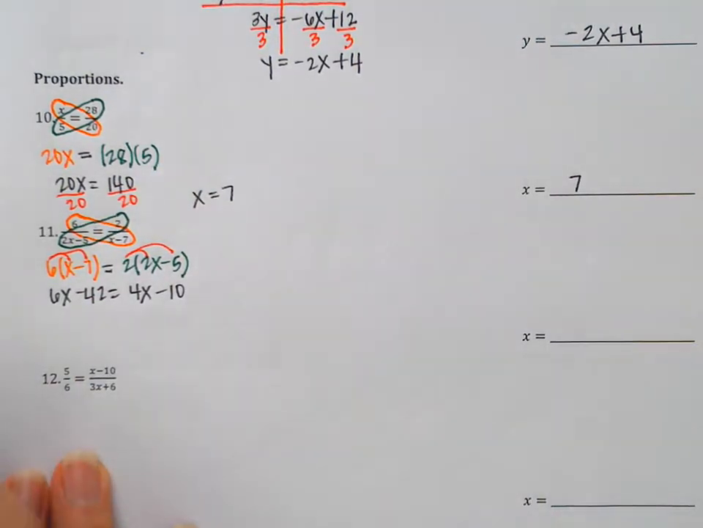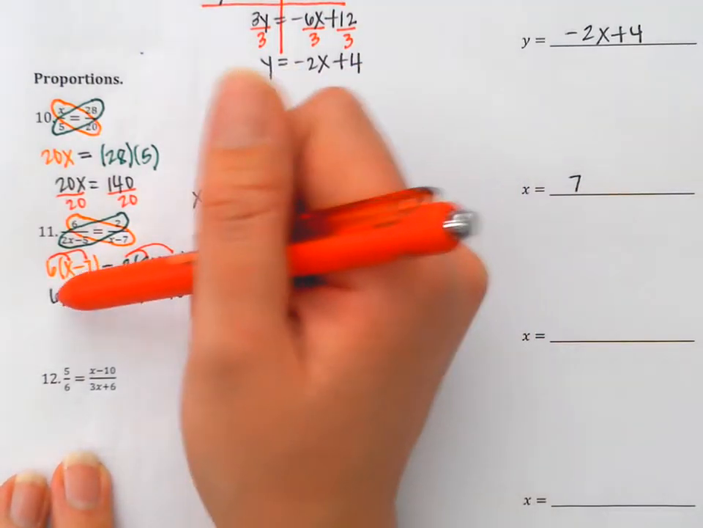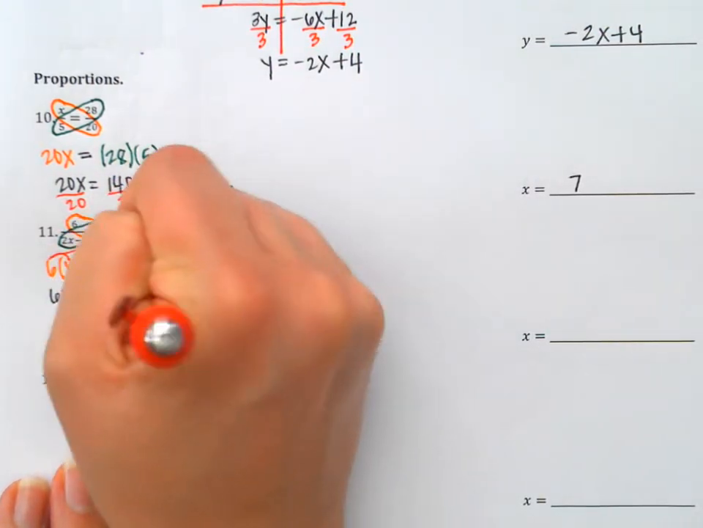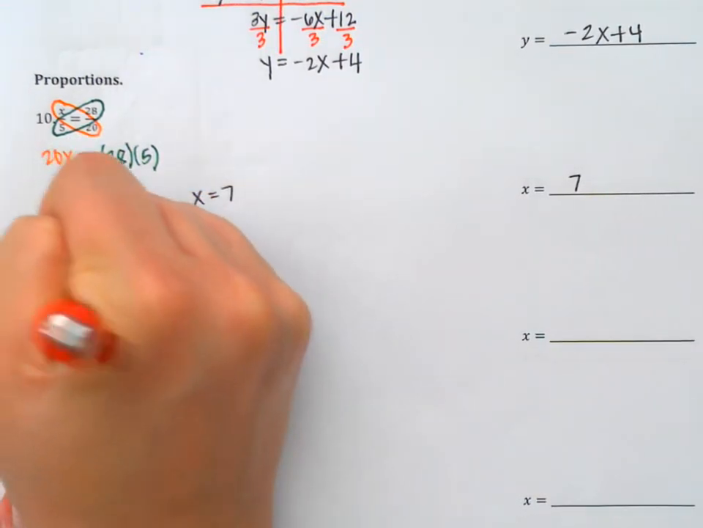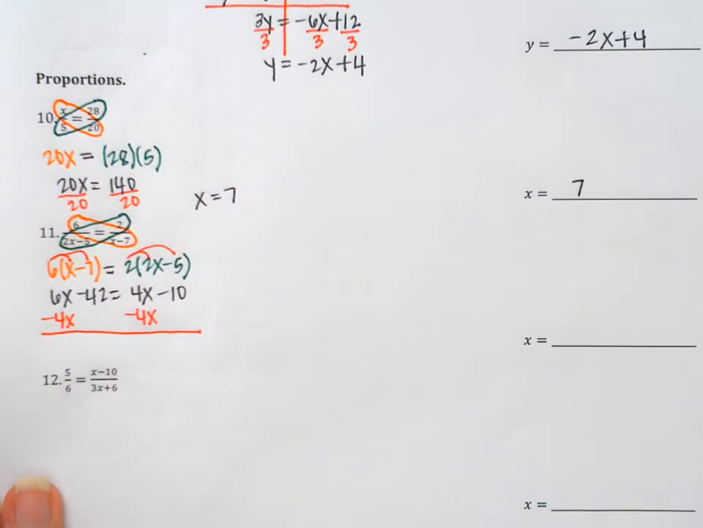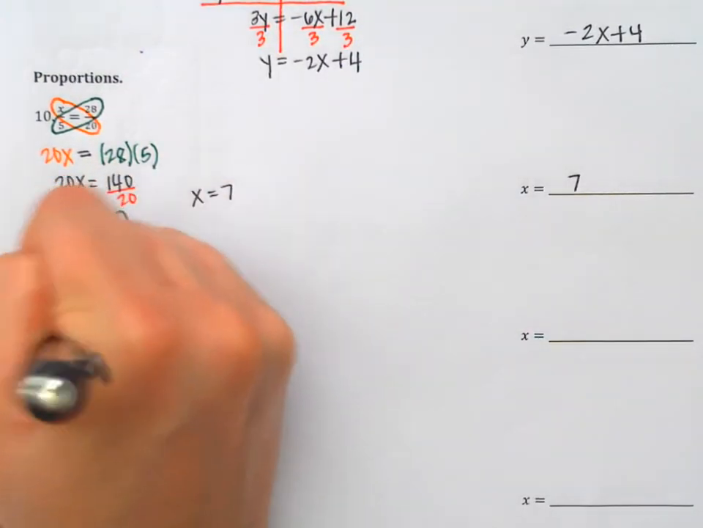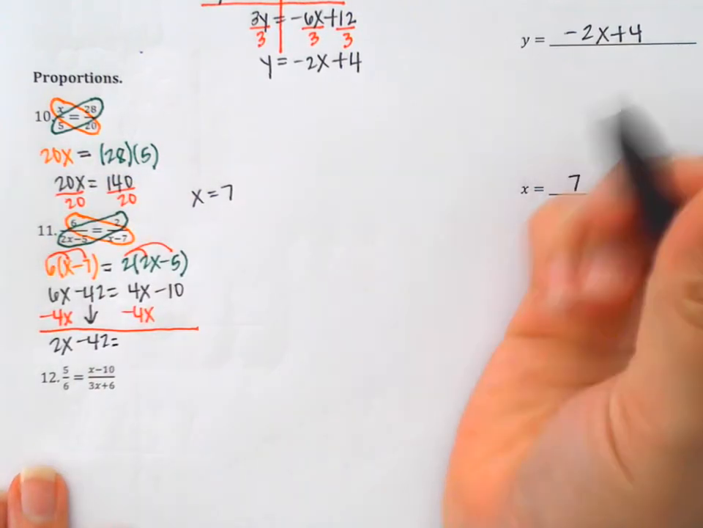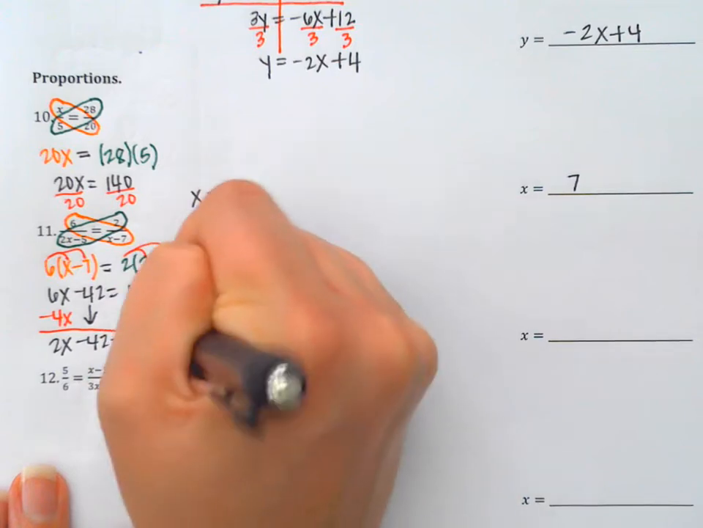And now I just start to solve. So I want to get my variables on one side of the equation. I look to see which is bigger, 6 or 4. 6 is bigger, so I'm going to move the 4x. Subtract it. It's a positive 4x, so I subtract 4x from both sides. 6x minus 4x is 2x, and I bring down that negative 42. 4x minus 4x cancels, and then I bring down that negative 10.